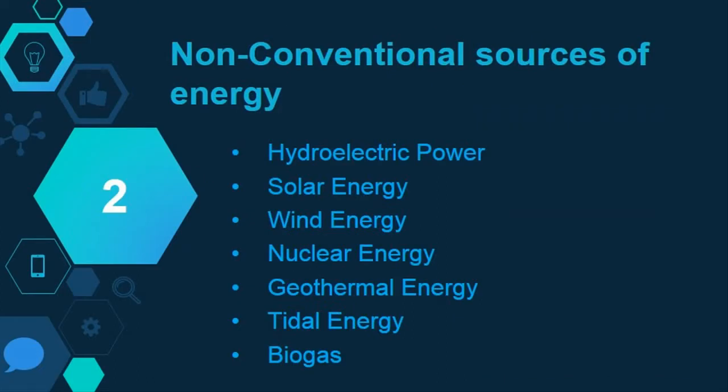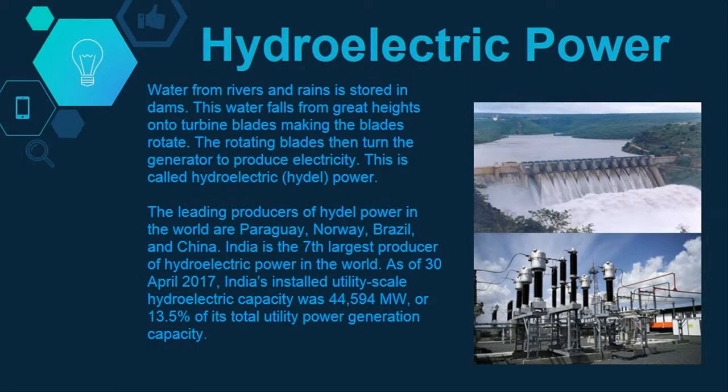Non-conventional sources of energy: hydroelectric power, solar energy, wind energy, nuclear energy, geothermal energy, tidal energy, and biogas. Hydroelectric power. Water from rivers and rains is stored in dams. This water falls from great heights onto turbine blades, making the blades rotate. The rotating blades then turn the generator to produce electricity. This is called hydroelectric, or tidal power.